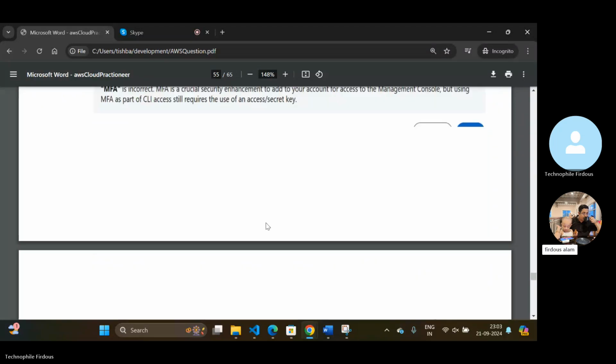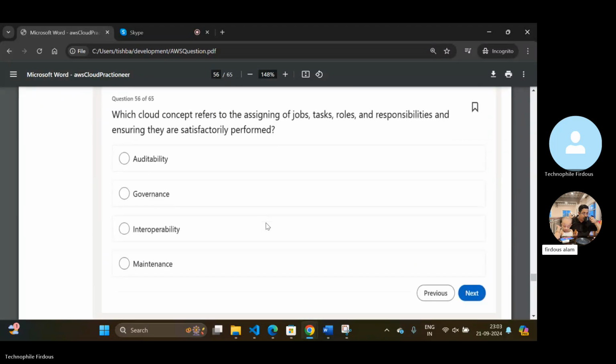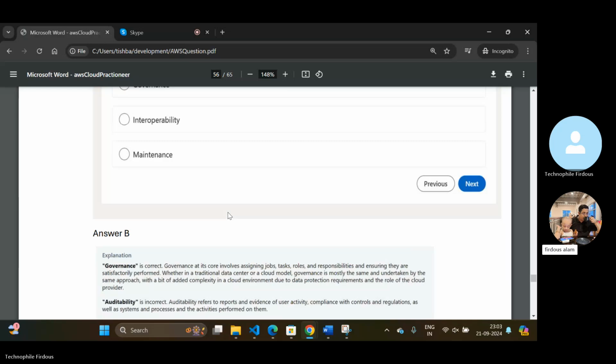Okay, let's move to the next question. Question number 56. We are on the last 10 questions. Which cloud concept refers to assigning a job, task, role, and responsibility and ensuring they are satisfactorily performed? If you see this, say the word governance. It means you have been assigned the job, task, and those things, and you are satisfactorily performing them. Those things are called governance. So the correct answer would be governance. Answer B. So let's see. Yep, answer B. Why? You can see the explanation.